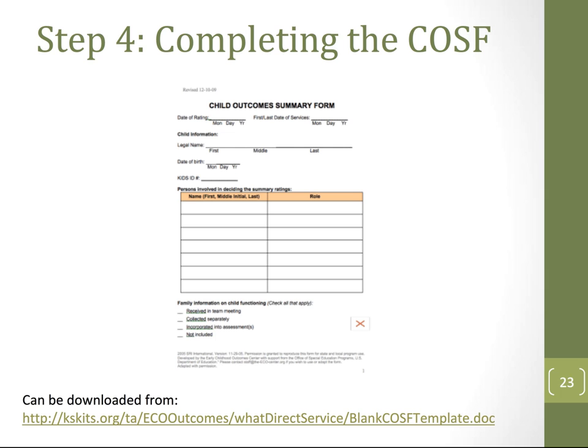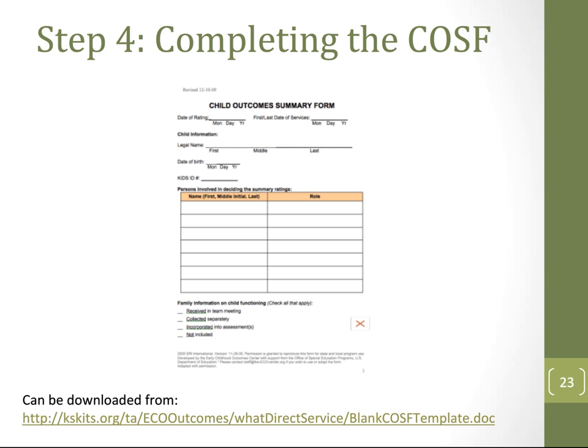You're also required to document the first or last date of services that's listed on the IFSP or the IEP. Each child will need a Kids ID number, which must be recorded on the form. Local Part C programs and school districts have strategies in place for obtaining Kids ID numbers.